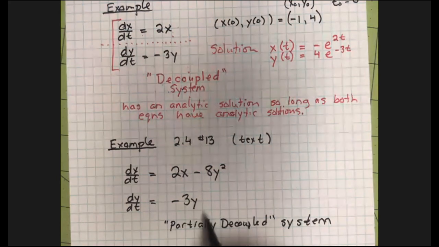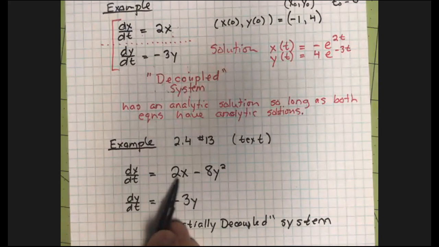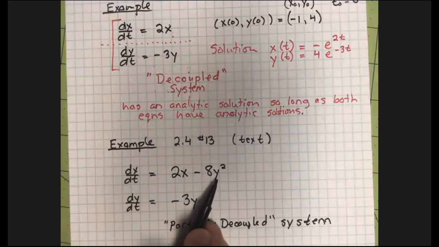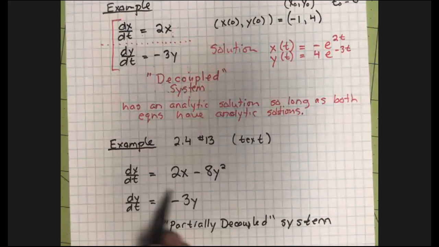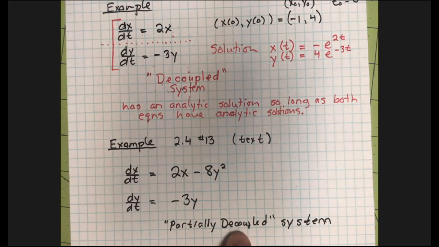Here's why I call it partially decoupled, because dy/dt only depends on y. In fact, I can solve that right away. But dx/dt depends on x and y. But at least I have a plan. Maybe I could solve this and insert it into here. So this is called partially decoupled.